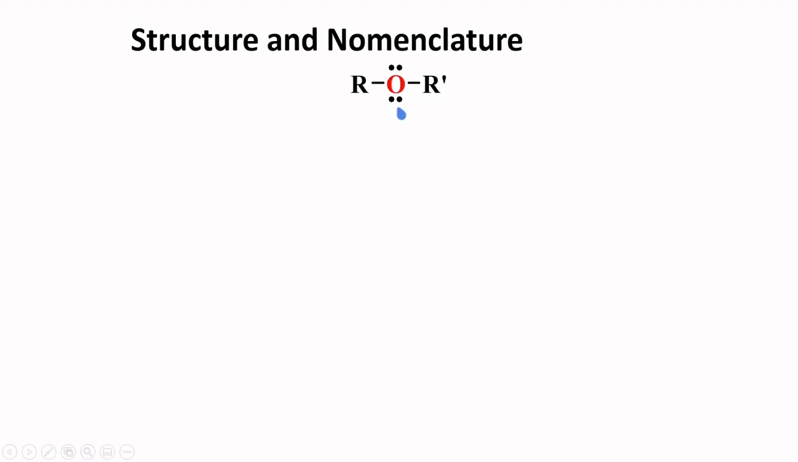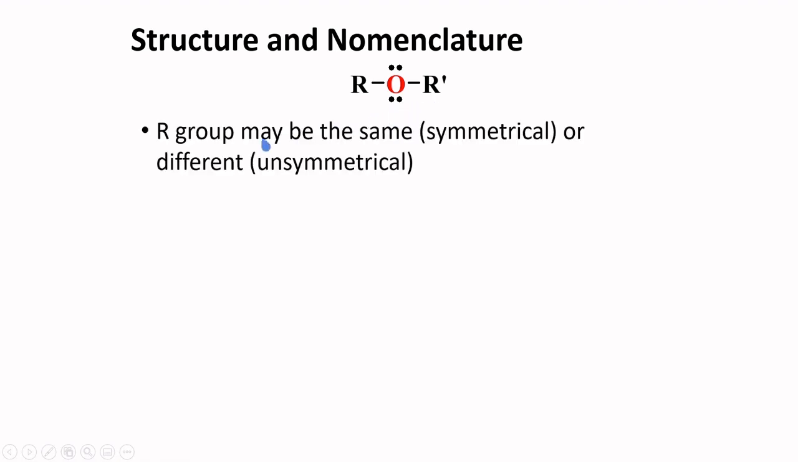Ethers are organic compounds that contain an oxygen atom bonded to carbon atoms that form part of R groups. These R groups are typically alkyl type groups.